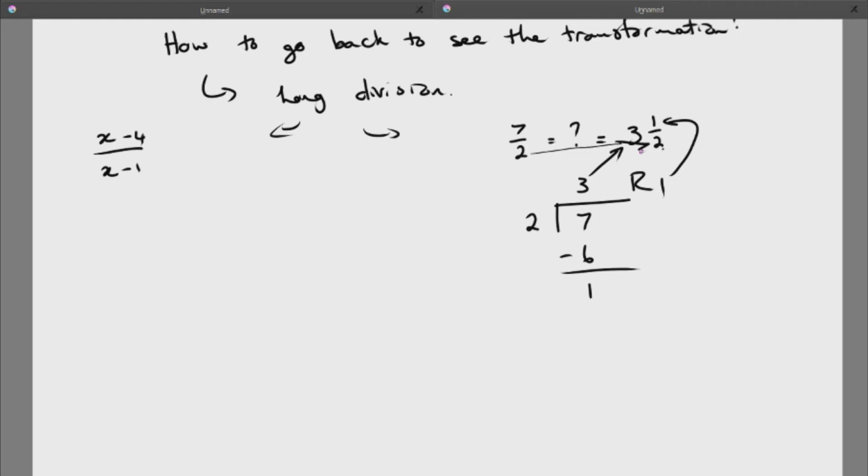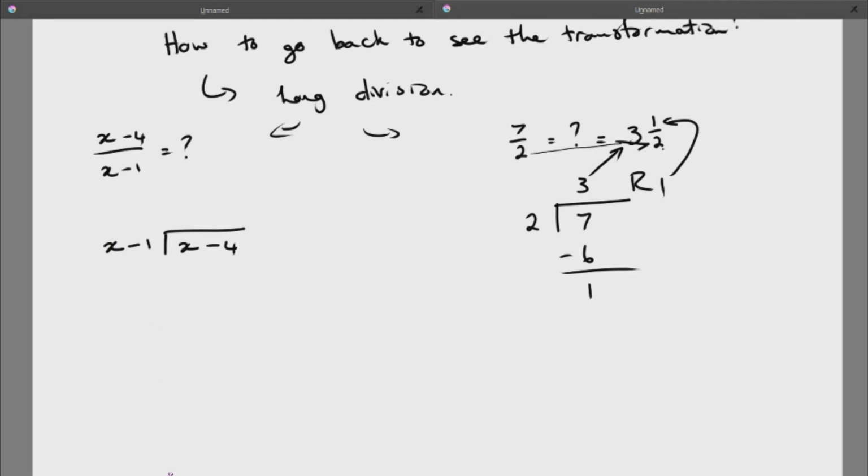But people think, oh, now I have x's, I need to do something completely different. No, it's almost exactly the same. Not exactly the same, because there are x's, but it's very similar. So, the 7 went inside the house, so the x minus 4 should go inside the house. And then the denominator is outside the house.